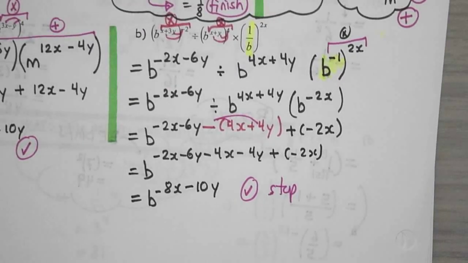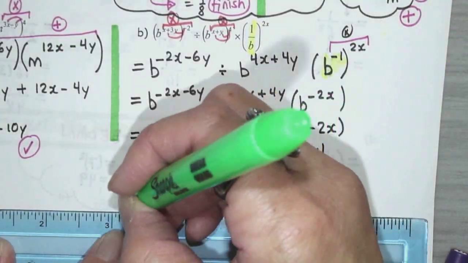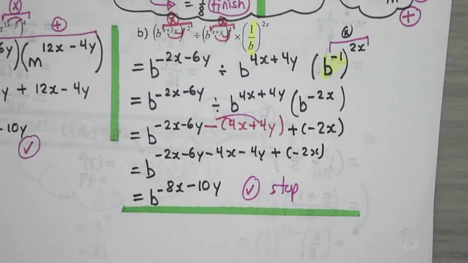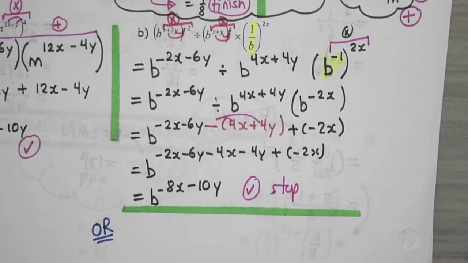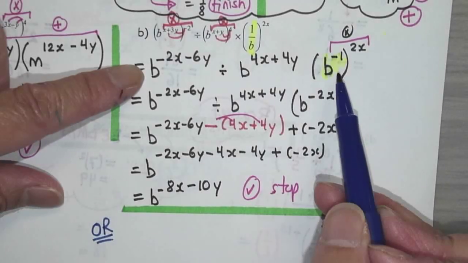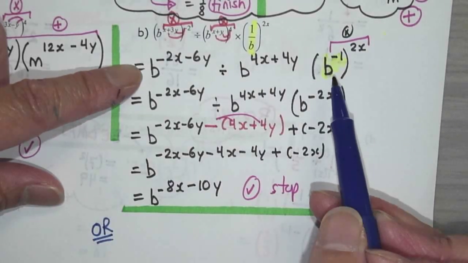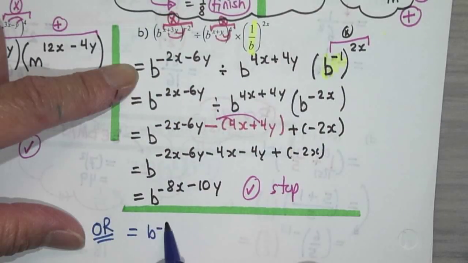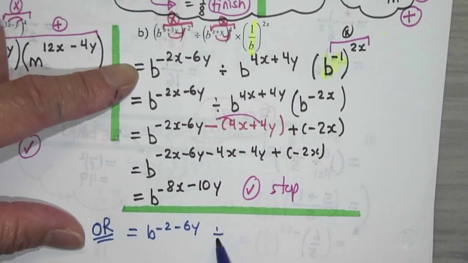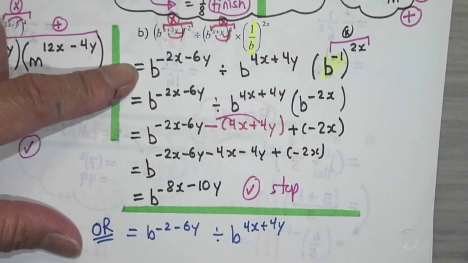Okay, or. So I'm going to do an or scenario. So or, and both these ways work. So or. This step here, sometimes people go, I don't understand where you get the negative from. It's underneath. So this part would be the same. So b to the negative 2 minus 6y divided by b to the 4x plus 4y. So that's all the same, right?